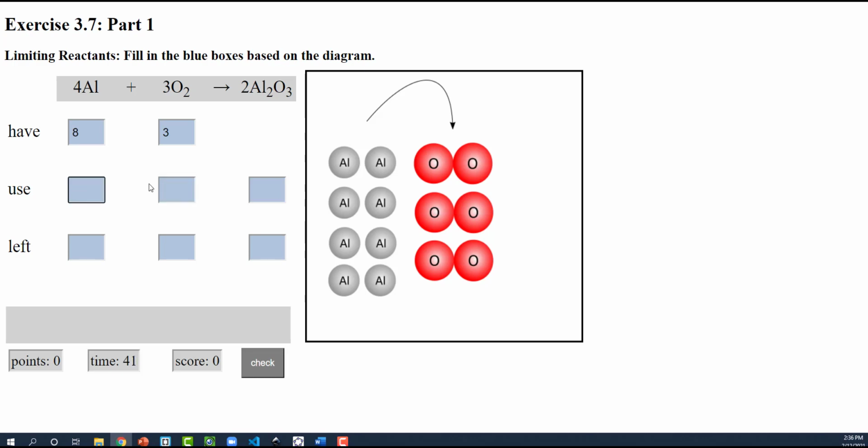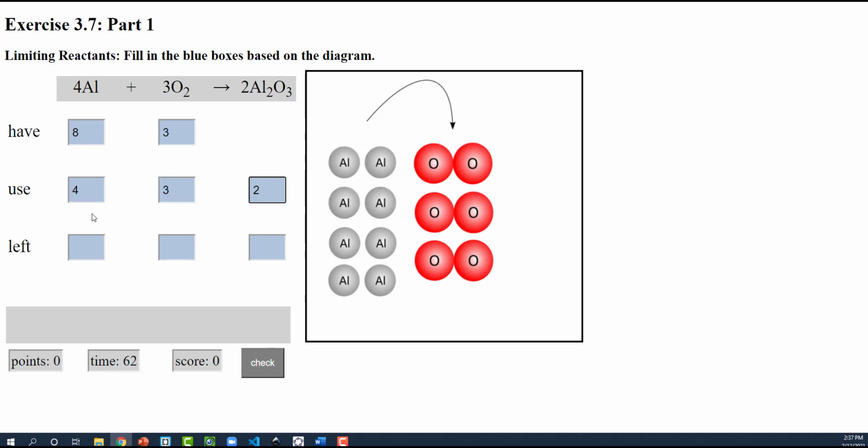So we're going to erase these and say, okay, if we can't use all those 8 aluminums, that means we can use the 3 oxygens. If we use the 3 oxygens following the 4-to-3 ratio, only 4 aluminums are going to be used up. So what will we make? Following the ratio, for every 4 we make half as many of these, or just 2. Just follows the exact balanced equation itself.